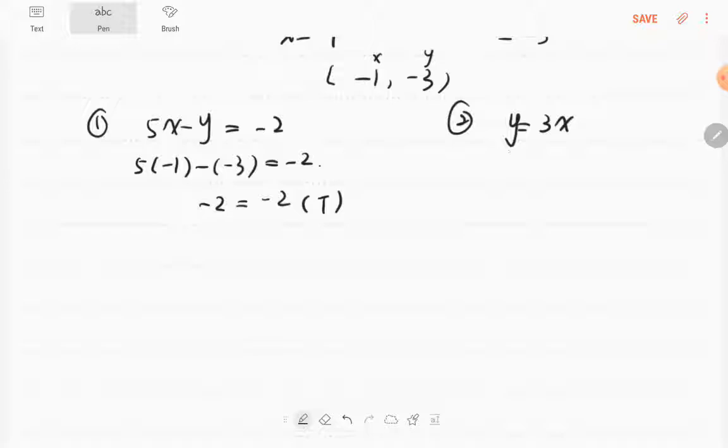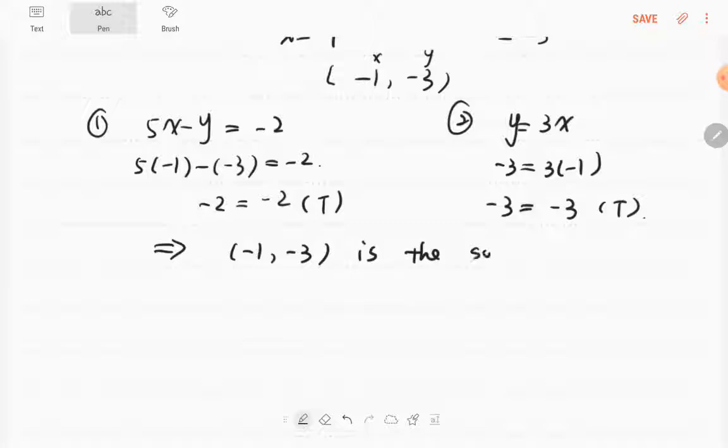Let's see. y is negative 3 here, and x is negative 1. So left side, we get negative 3. Right side, we get negative 3. So this one is also true. If both equations are true, then what's our conclusion? We will say this ordered pair, negative 1, negative 3, is the solution, because we already tested, right? Is the solution.